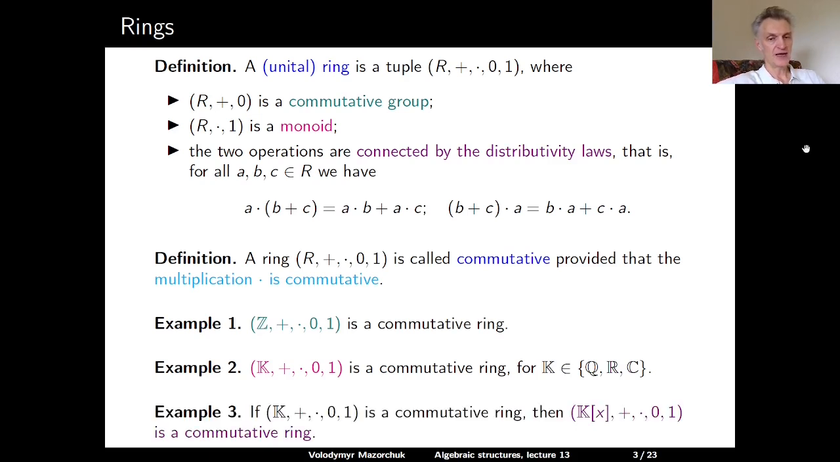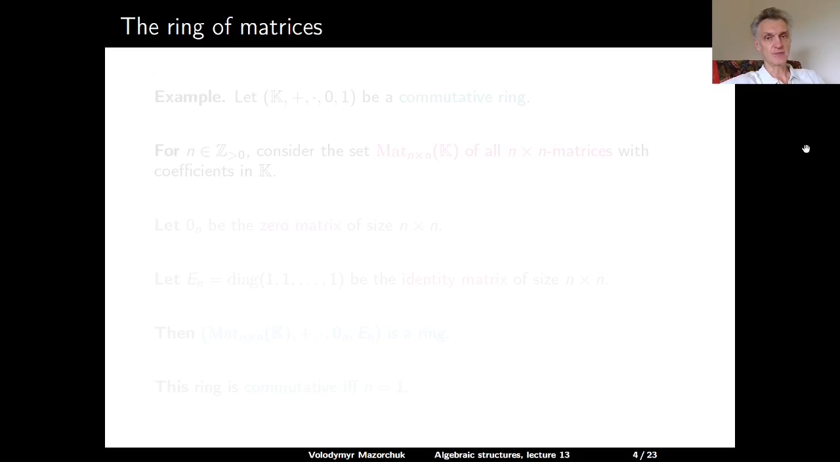Finally, for any commutative ring K, the set of all polynomials with coefficients in K with respect to the usual addition and multiplication of polynomials and with 0 and 1 as the neutral elements, so these are the constant polynomials, that is a commutative ring. The next example is a little bit less trivial. So let K be a commutative ring.